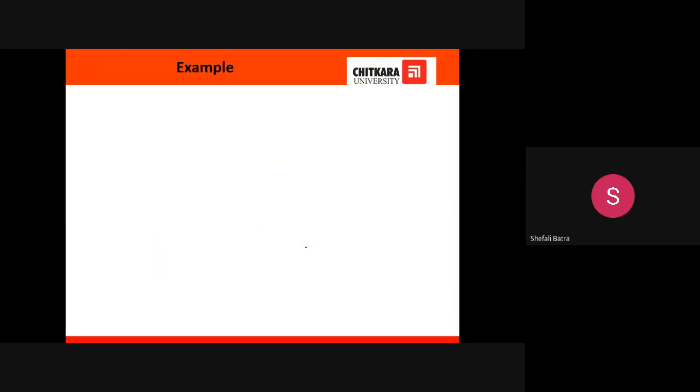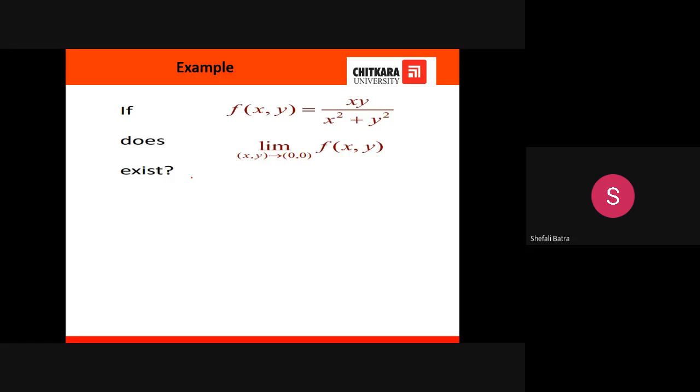Right? Now, come to the next. If function f of x comma y is equal to x into y upon x square plus y square, does limit x comma y approaches to 0 of f(x, y) exist? Now you try it yourself. I'm giving 2, 2 or 3 minutes. Just try it, either right or wrong. Just try it and let me know what you are getting so that we can discuss your mistake right now.